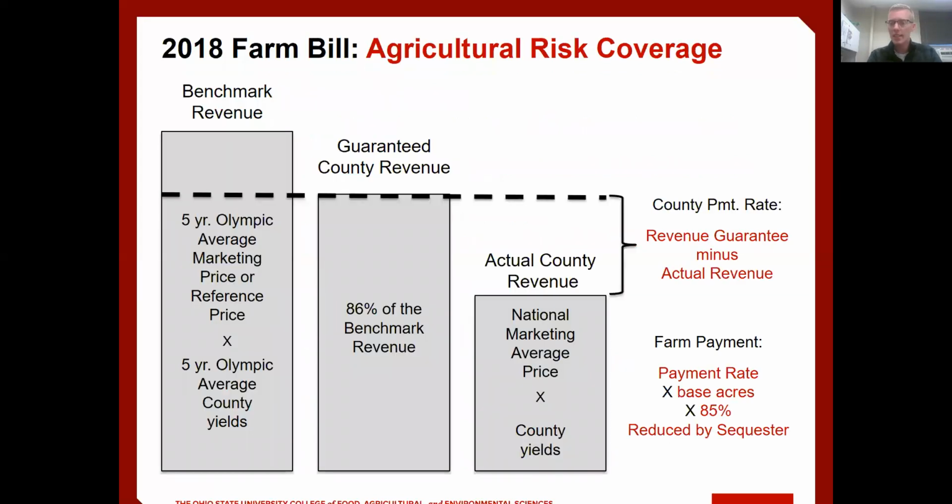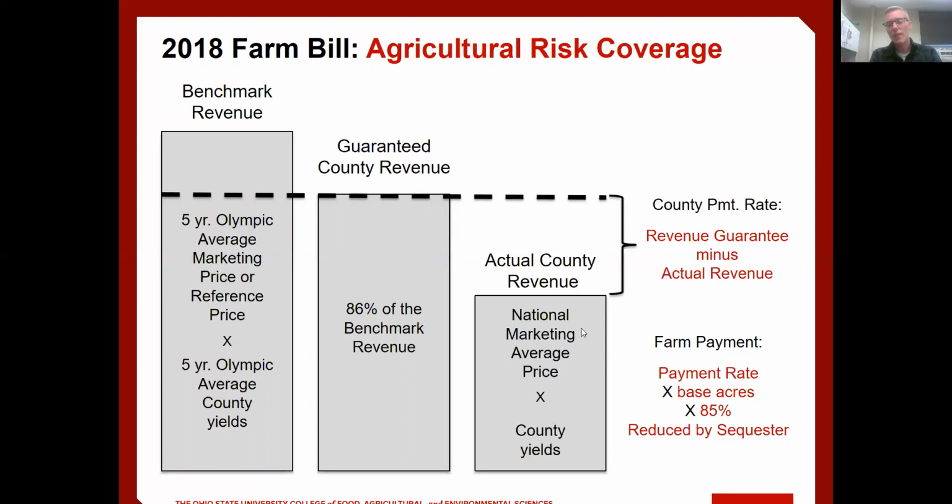Let's walk through an example illustratively. What I've got here is our benchmark revenue: the 5-year Olympic average market price, or the reference price, whichever one's higher, and we'll talk about the reference price here in just a second, times a 5-year Olympic average of county yields, and that creates your benchmark. We're going to reduce that benchmark to 86%, and that's going to form this dotted black line here, which is our guaranteed county revenue. Anytime that our actual current year revenue comes in below that black line, we generate a payment, which is signified here in this final bar.